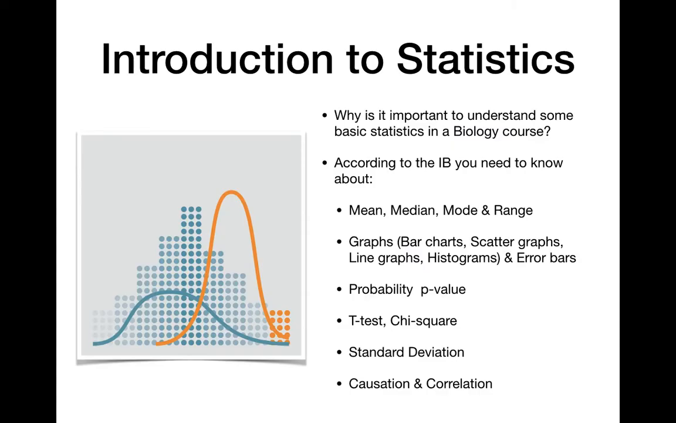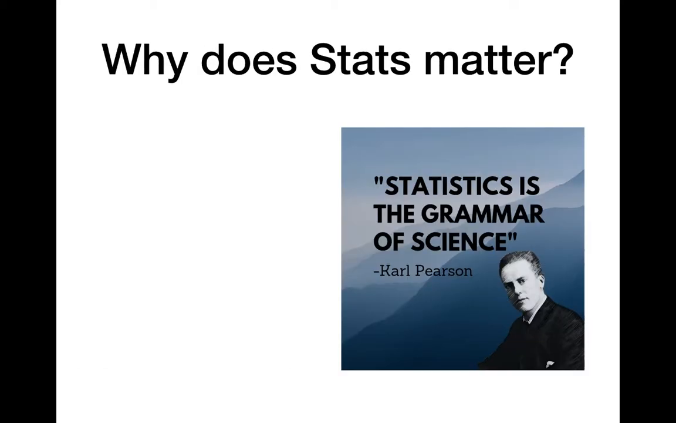So for the IB, what they actually need you guys to know is this list here. Okay, mean, median, mode, range, different kinds of graphs, probability and p-value. The t-test will not be on your exam, but you'll be asked to choose which test would work. Chi-square will be on your exam. Standard deviation, you need to understand what it means, not calculate it necessarily, or not calculate it at all. And then causation and correlation. That's what it says in the IB subject guide for this. That's what your exam will be based on.